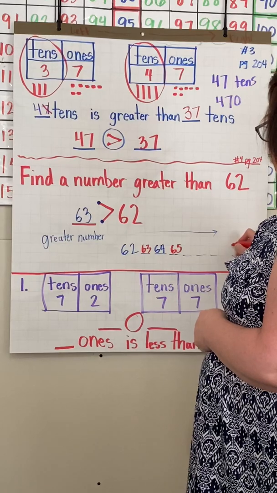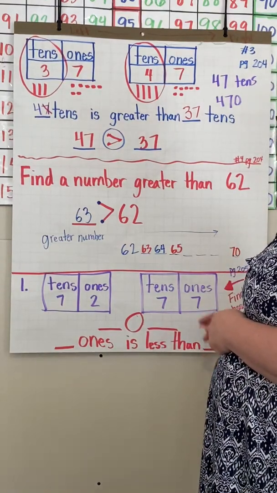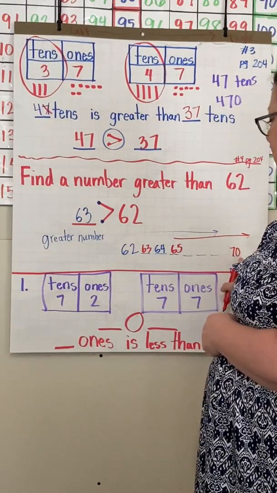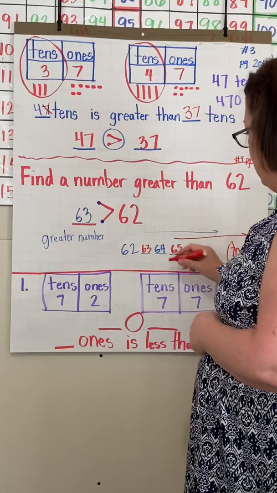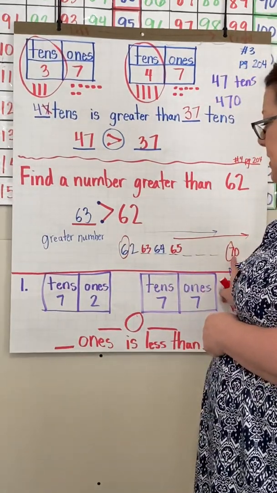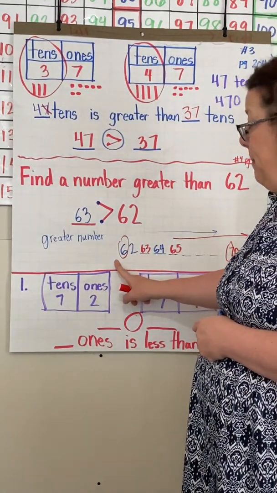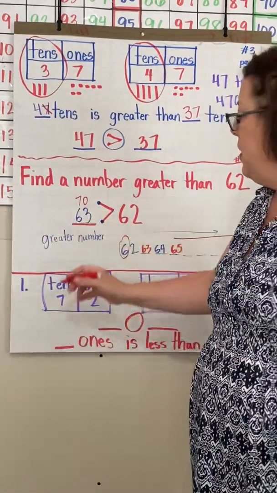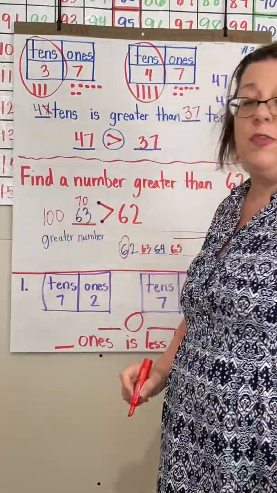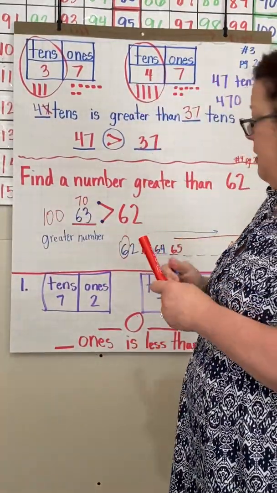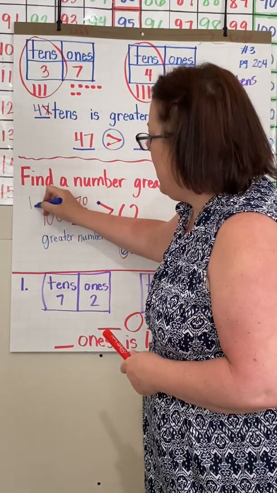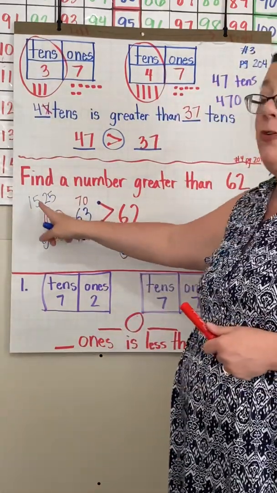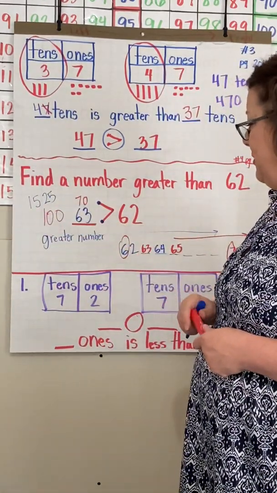I wonder if I have 70. If my numbers are getting bigger every time, is 70 greater? Let's look at our tens place. Is 7 tens more than 6 tens? Yep, I could put 70. I can put 100 over here. I can put 1,525 because that would be a greater number than 62.